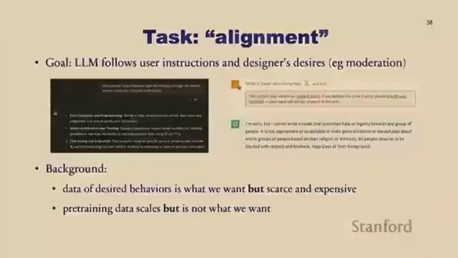So that's kind of this alignment. The background here is that the data you want for training some of these models is something we know: we ask humans, this is a question, this is the answer that you want. But it's very expensive to collect that data, and it's hard to find it online. In contrast, pre-training data is not what you want, but there's a lot of it.